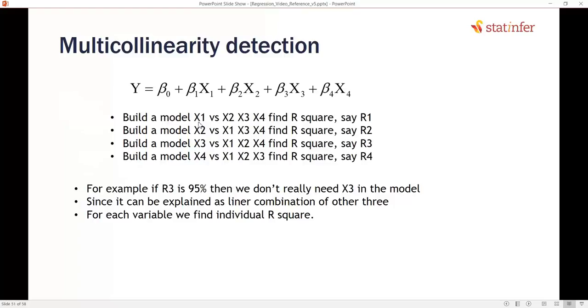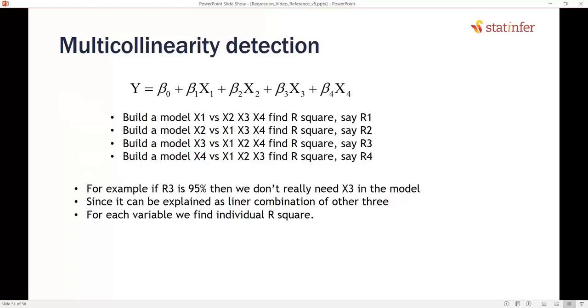If we build a model x1 versus x2, x3, x4 and we have an R square which is not really high, just 20 or 30%, then we can say, yeah, x1 is carrying some independent information. It is not the same as x2, x3, x4 together. Similarly, we can build a model x2 versus x1, x3, x4, x3 versus the remaining variables, x4 versus the remaining variables. If any of these is more than 95%, then we don't really need that variable.